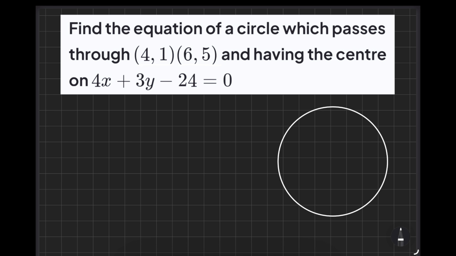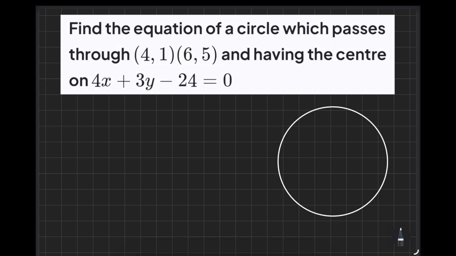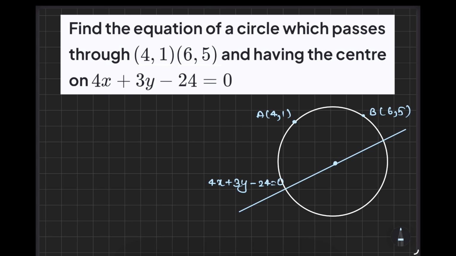Suppose that this is your circle, and as they are mentioning, we have 2 points on the circle. Point number 1, A, is 4 comma 1. Point B is 6 comma 5. And they are mentioning that the center of the circle is lying on this line, and the equation of the straight line is 4x plus 3y minus 24 equals 0.